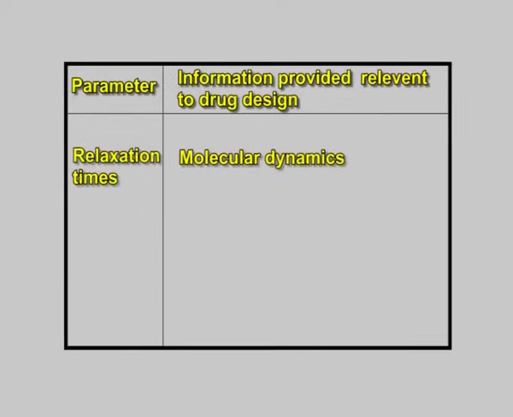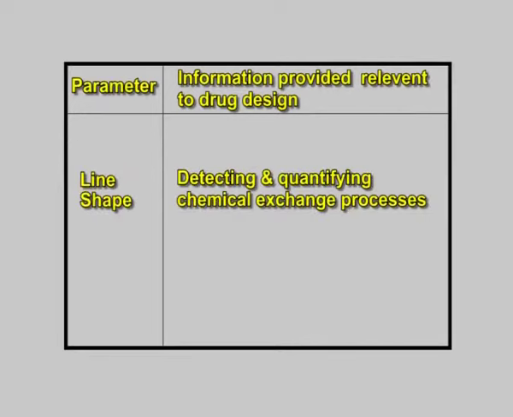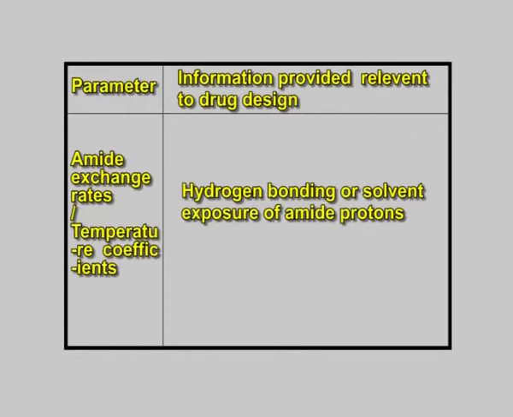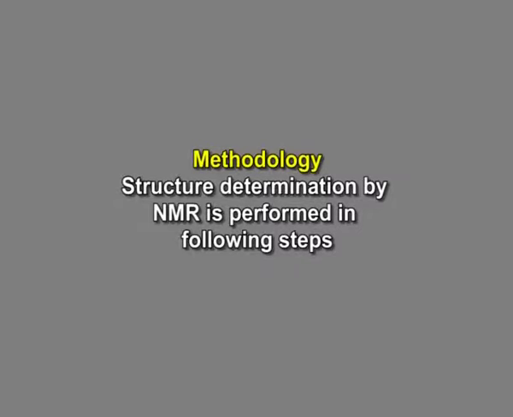Fourth one is the relaxation time used in molecular dynamics. Fifth one is line shape and is used in detecting and quantifying chemical exchange processes. Sixth one is peak intensity, which reflects relative number of nuclei and molecular symmetry. And seventh, amide exchange rates or temperature coefficient, which can be used in hydrogen bonding or solvent exposure of amide protons. Now, what is the methodology of NMR?